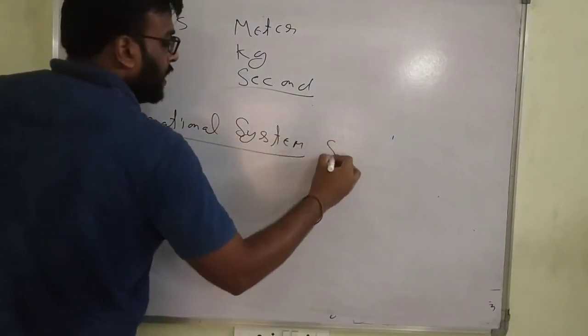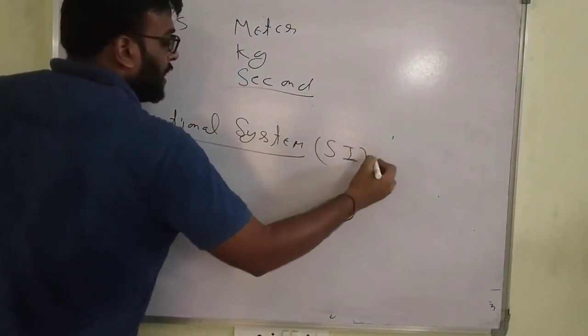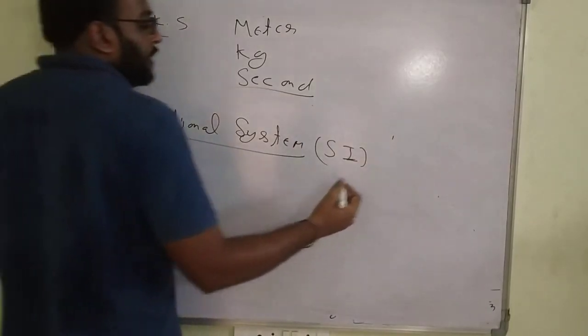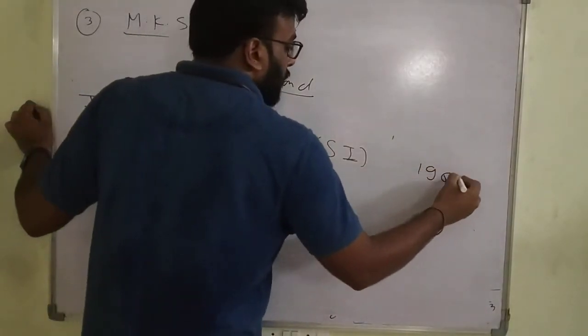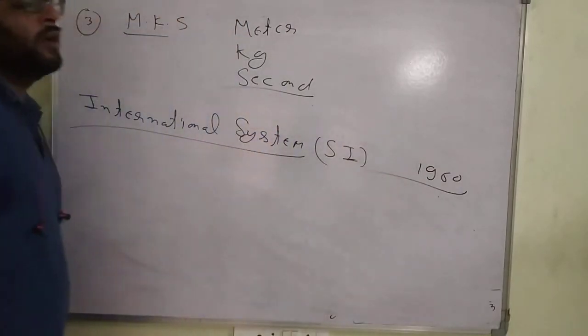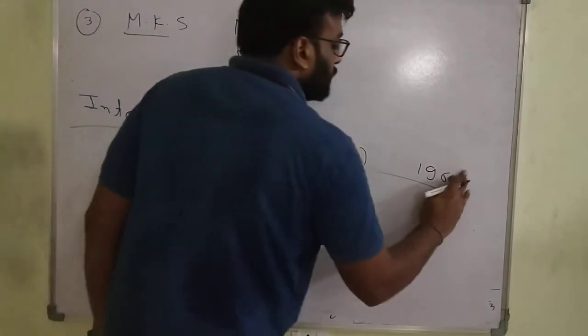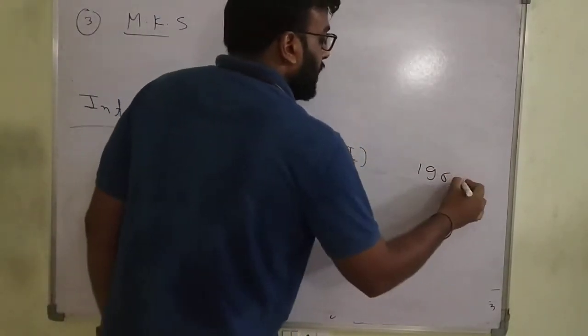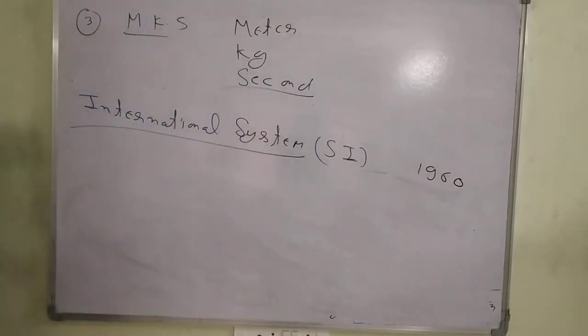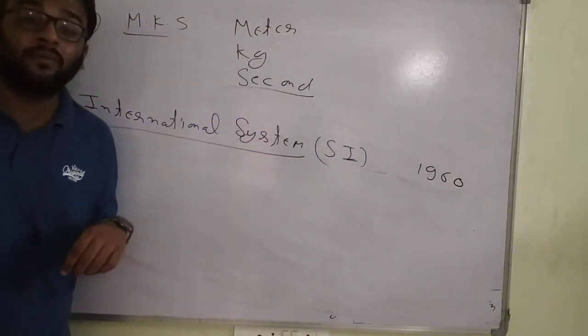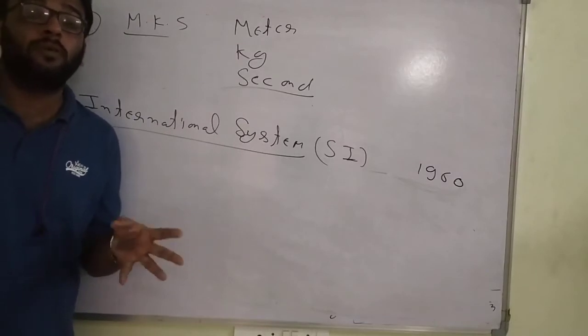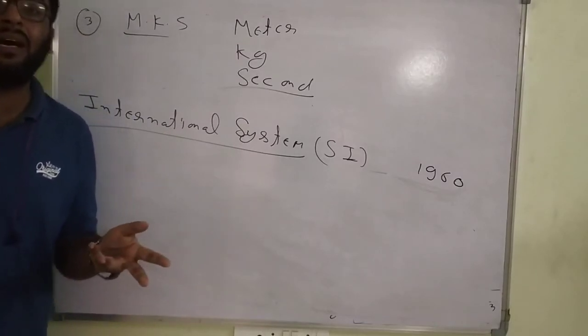International system, it is called SI unit. It is basically from 1960. What happened in the starting? Suppose every country has different measurement units. Some have pounds, some have kg, some have grams.